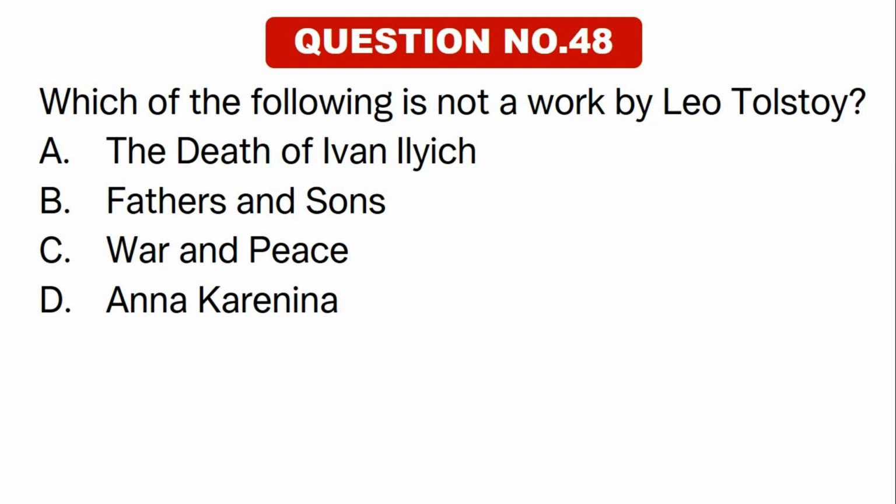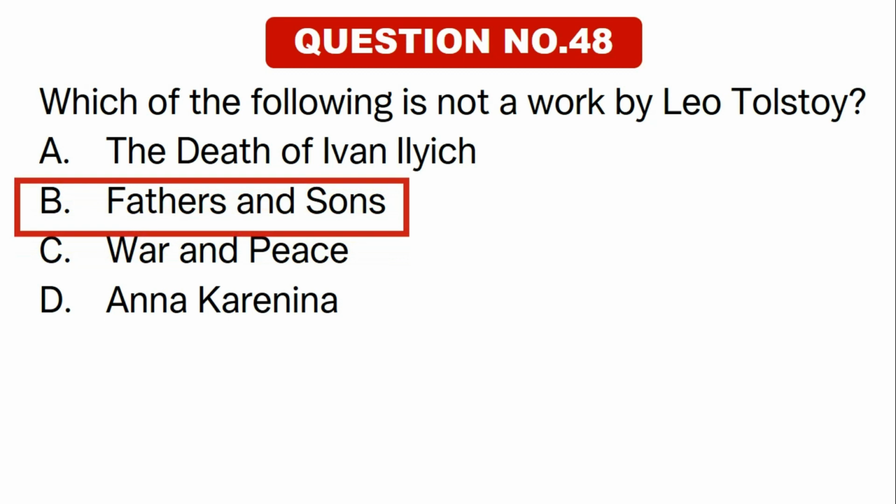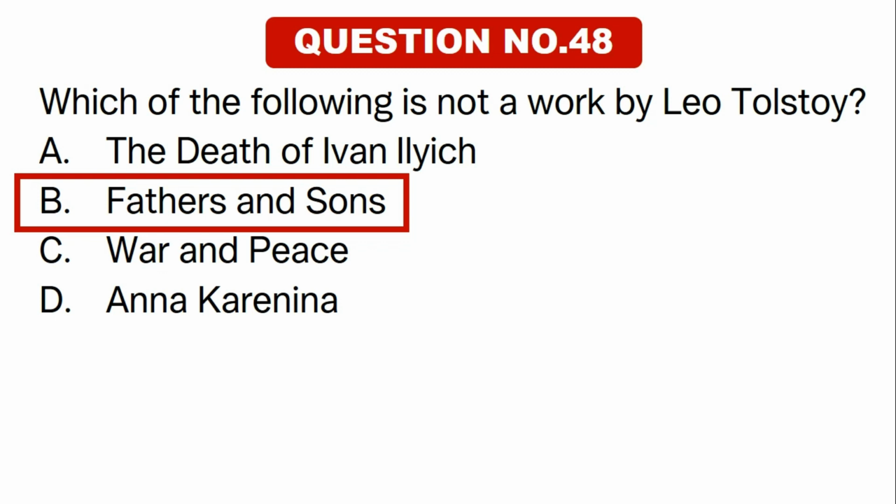48, which of the following is not a work by Leo Tolstoy? A, The Death of Ivan Ilyich. B, Fathers and Sons. C, War and Peace. D, Anna Karenina. Correct answer is Fathers and Sons. Why? Because it was not written by Leo Tolstoy, but it was written by Ivan Turgenev.